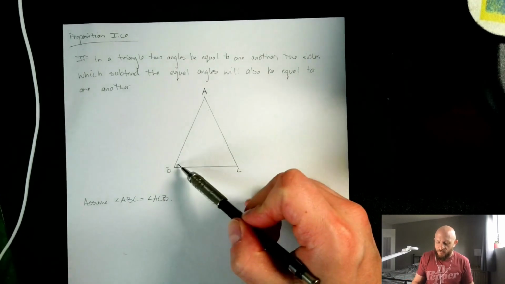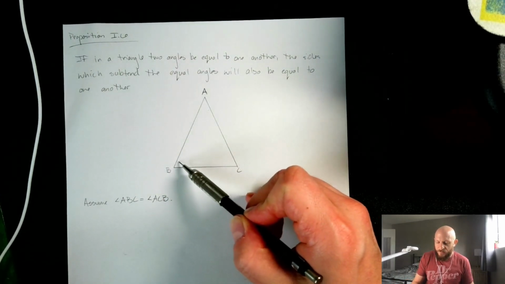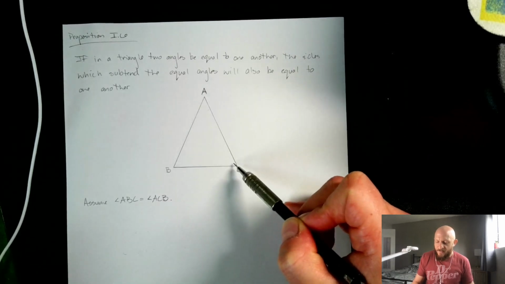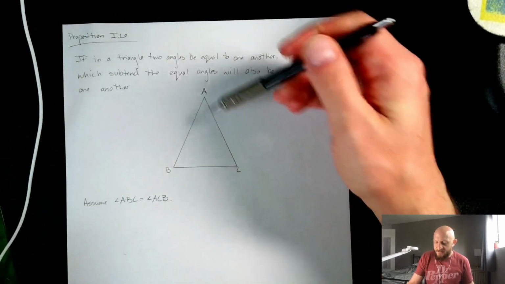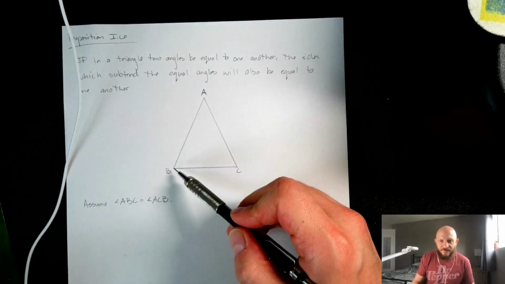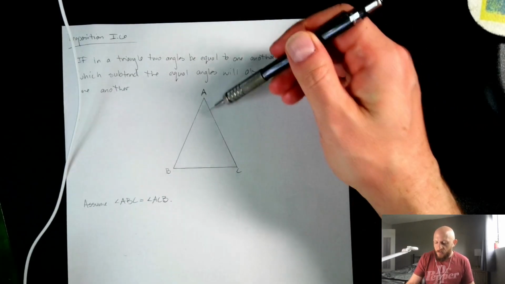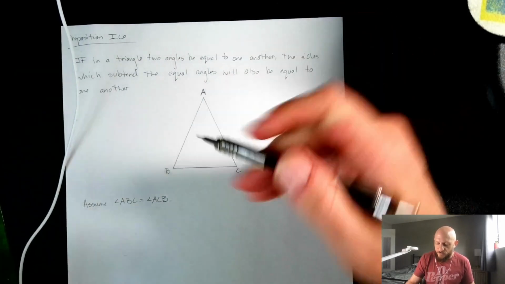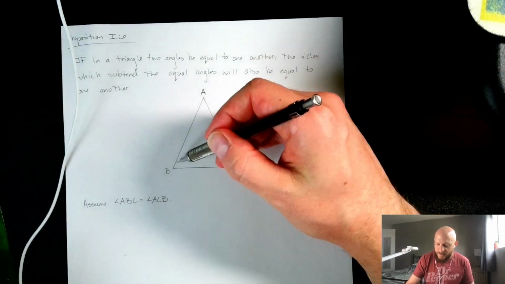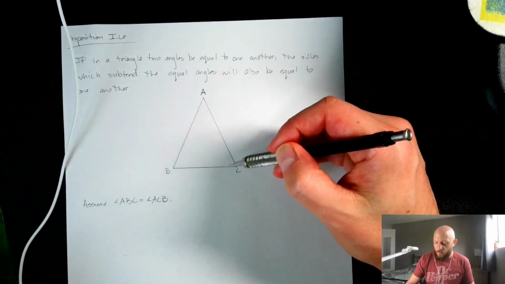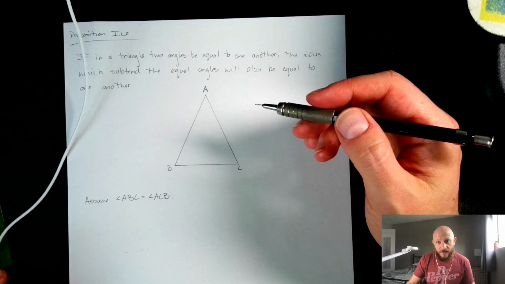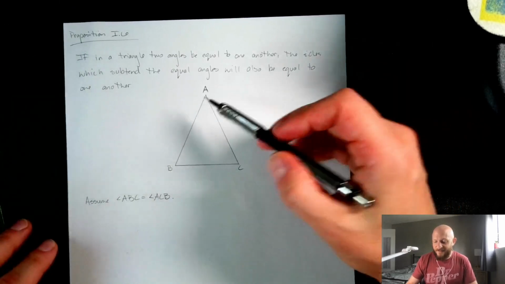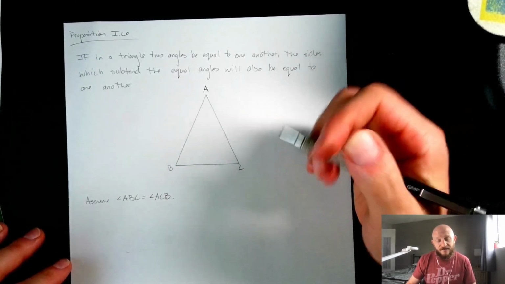So in other words, if you have a triangle with two angles that are equal, then the sides that are subtended by the angles, which basically means the side that's opposite of the angle, are also going to be equal. So assume that angle ABC is equal to angle ACB. Well, then this proposition says that if that's the case, then AB is equal to AC.